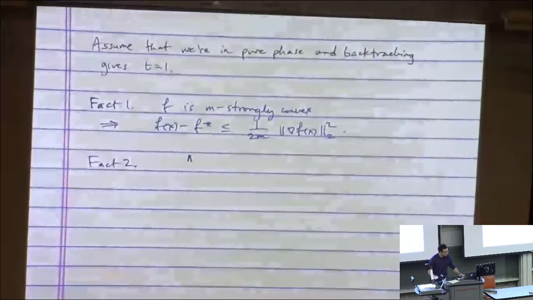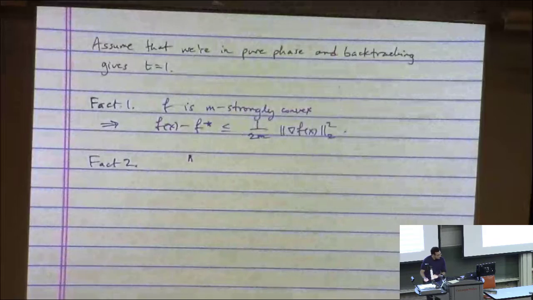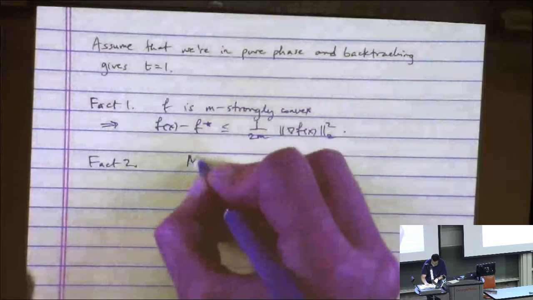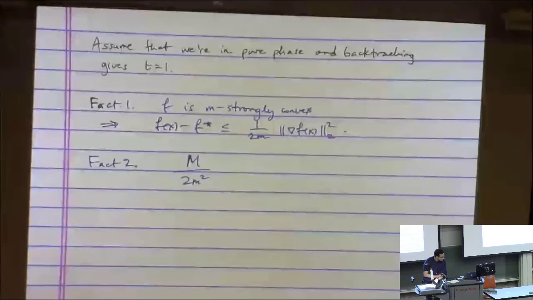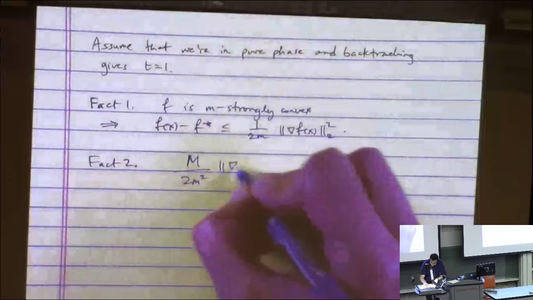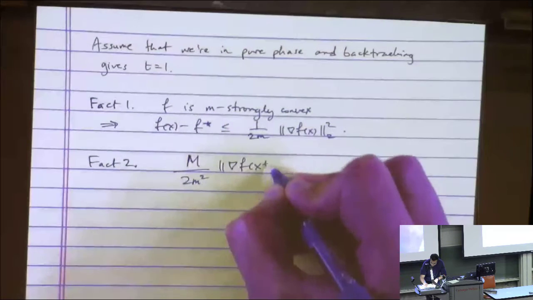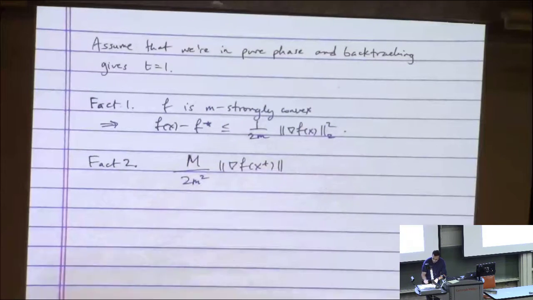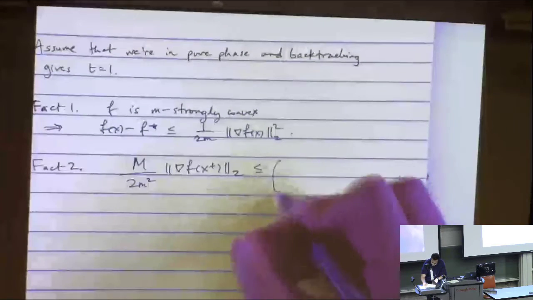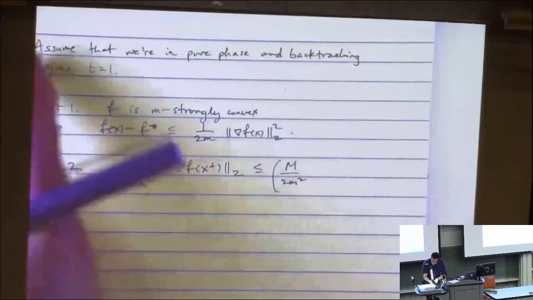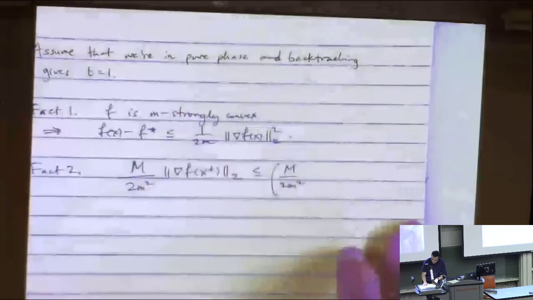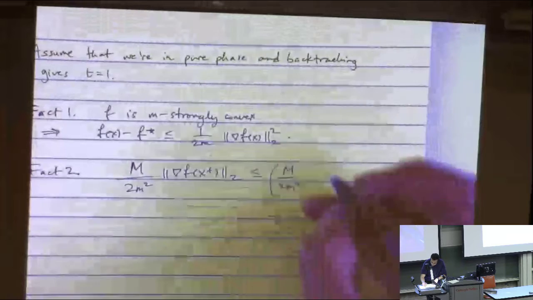Whatever, let me see if I get the notation correct. M over 2m squared, okay, times the gradient at any iteration, let's call it x plus, is less than or equal to the square of the same quantity. This is once I'm in this pure phase and backtracking has chosen t equals 1.